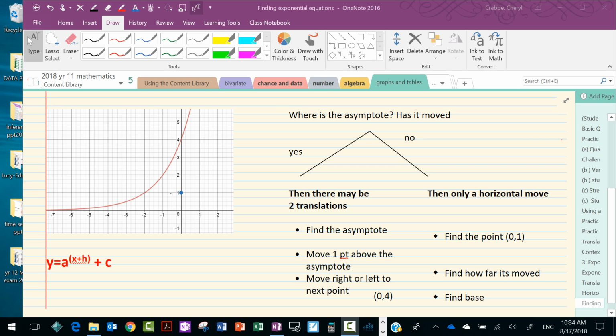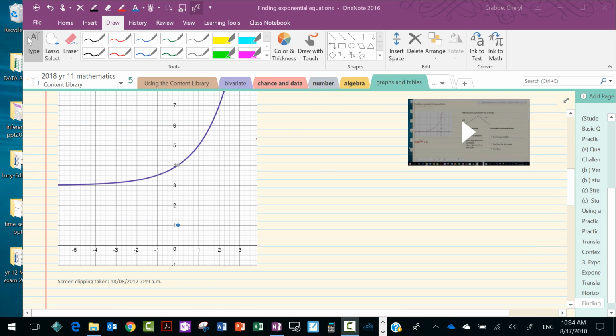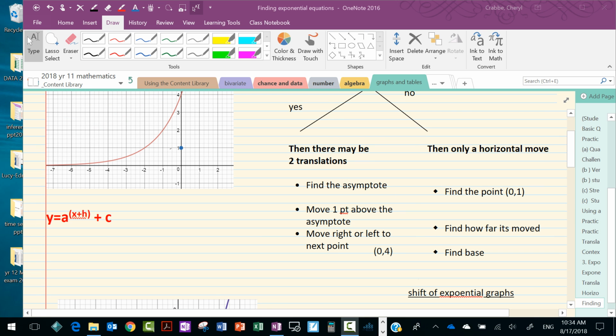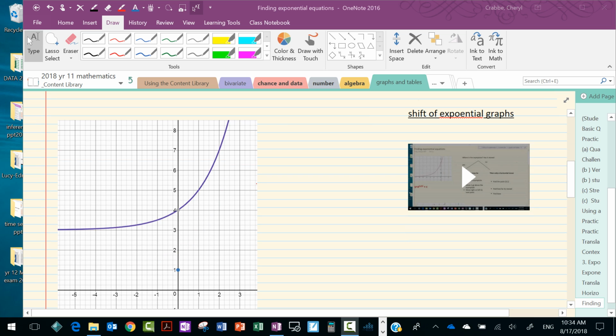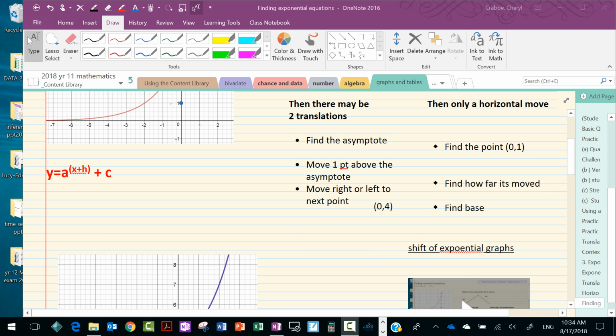If it's like this graph, where it's approaching the x-axis but not getting there, then we know the asymptote hasn't moved. But if it has moved, so if we see a graph like this, then we know that we've got a shift up and down. So find the asymptote, first order of business. So this graph is approaching 3, but not getting to 3. So that's the asymptote for this particular graph, this one down here.